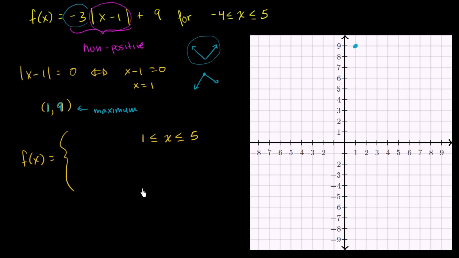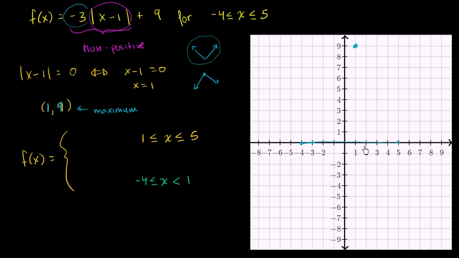And to the left of the vertex, that's going to be -4 is less than or equal to x, and I'll say less than 1. So just to be clear, our whole domain was between -4 and 5. Between -4 and 5 was our entire domain.